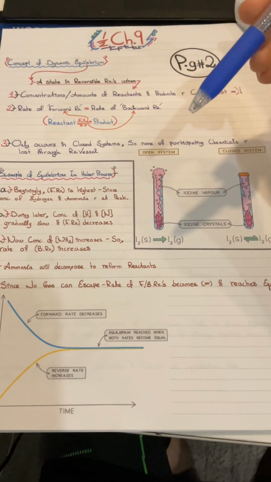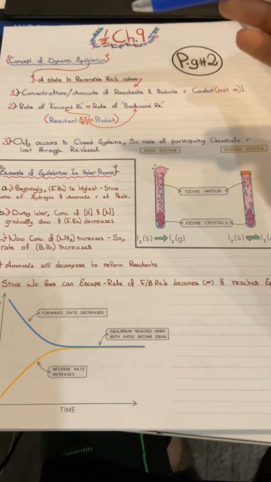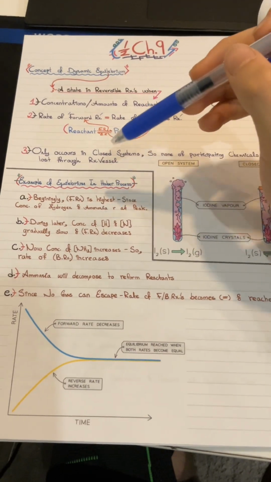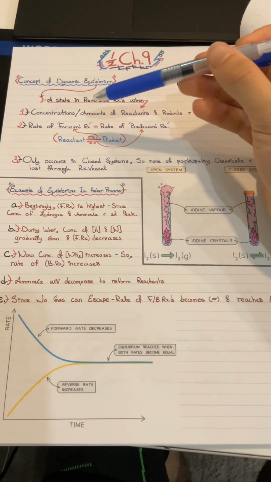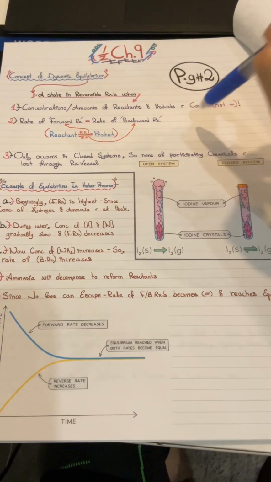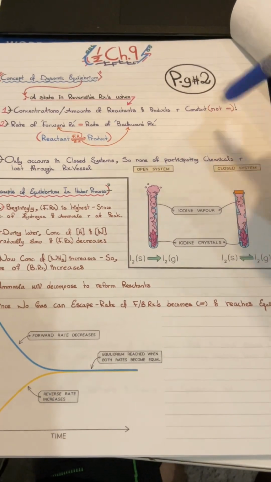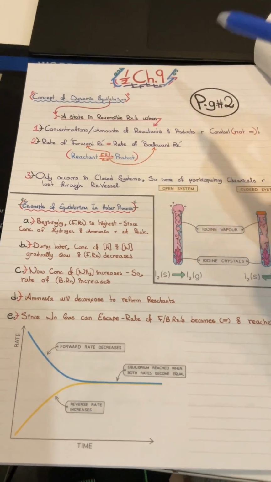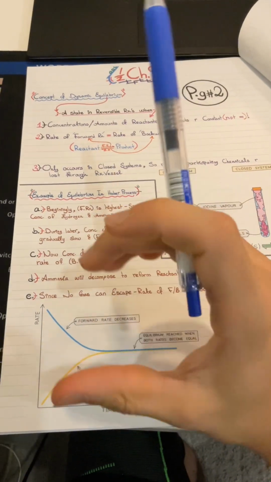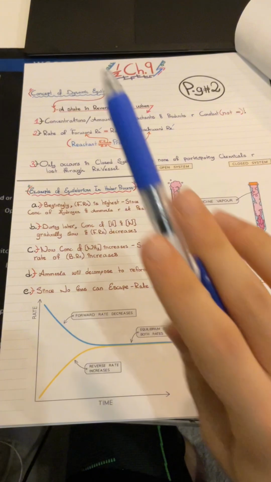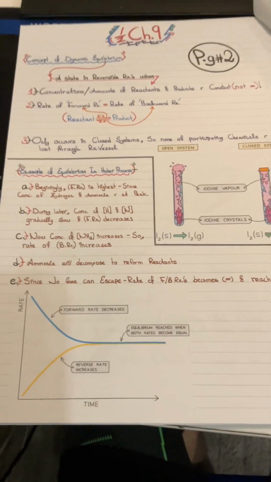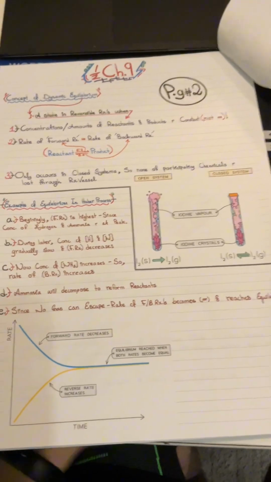Alright, so now let's understand the concept of dynamic equilibrium. Dynamic equilibrium is a state in the reversible reaction when two conditions are met. The concentration or amounts of the reactants and products are constant, not equal. The rate of the forward reaction is equal to the rate of the backward reaction. So remember what is equal and what is constant. Concentration and amounts of reactants and products are constant, but the rate of forward and backward reaction, or the speed at which it takes place, is equal.